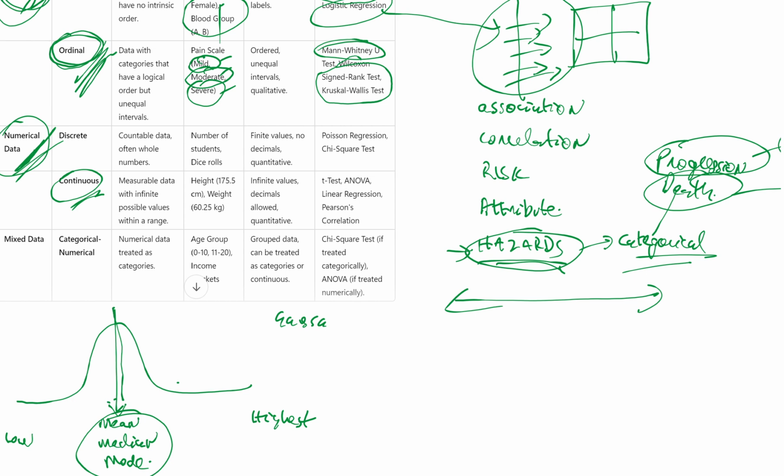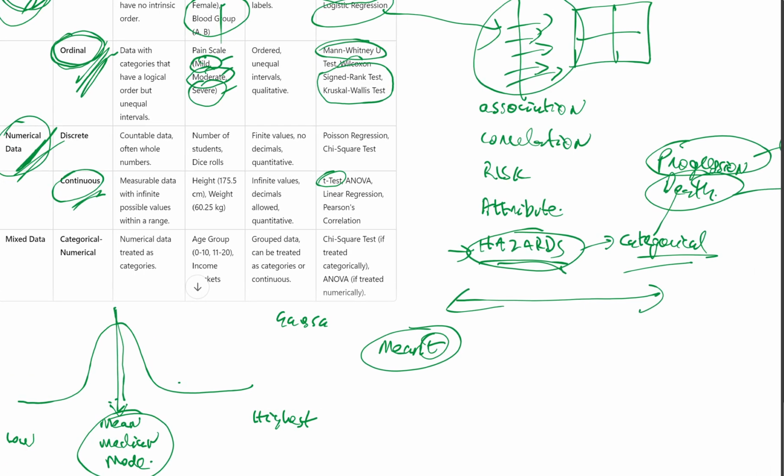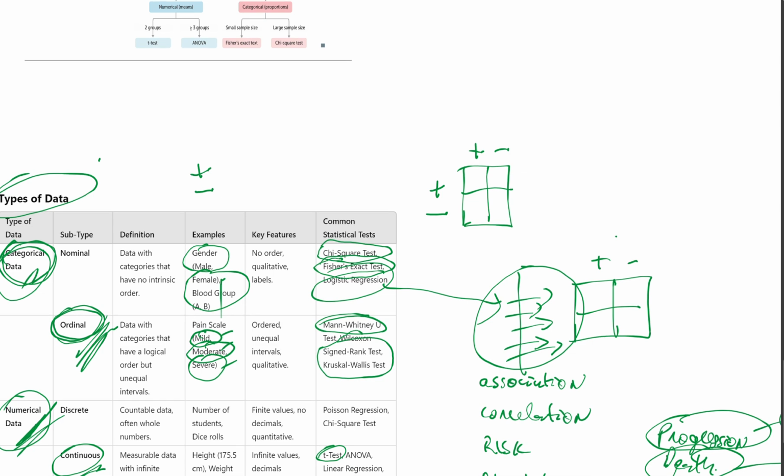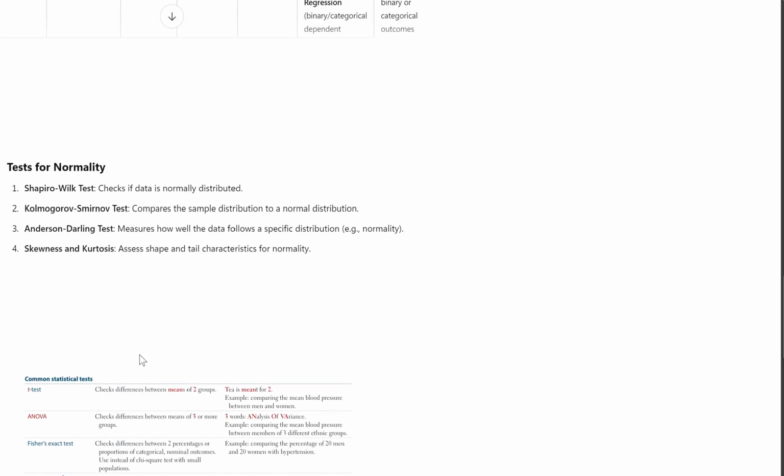And if we are comparing means, we'll use the t-test. The t-test is meant for means of two groups. But if the data is not normally distributed, we would use a different test. Firstly, there is the Shapiro-Wilk test, which checks if your data is normally distributed or not. And there is also the Kolmogorov-Smirnov test.